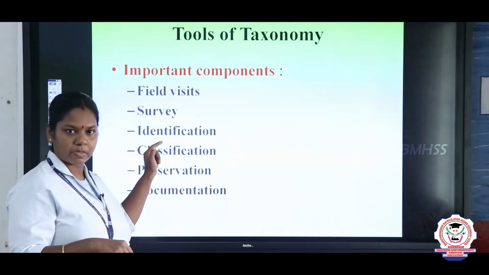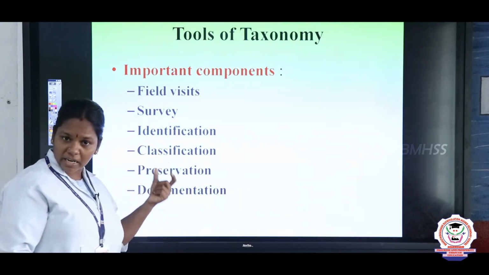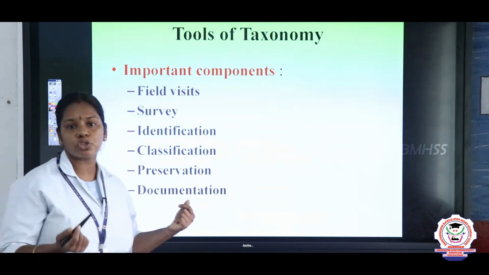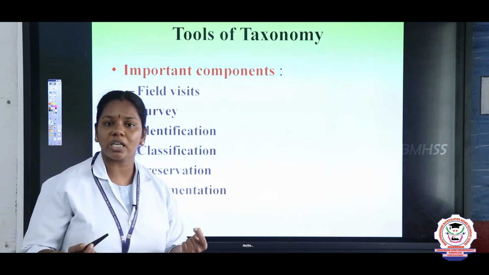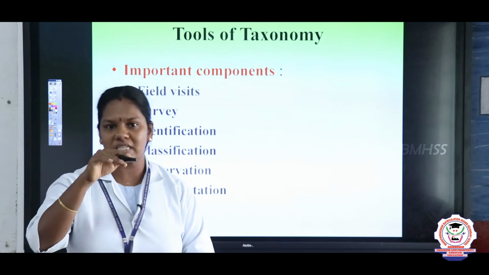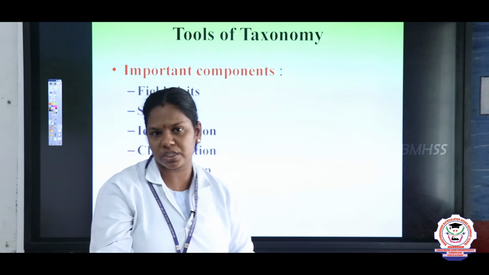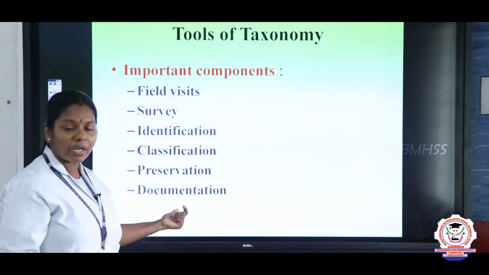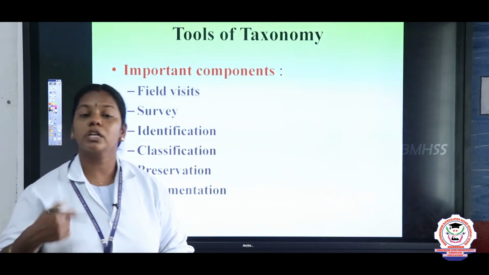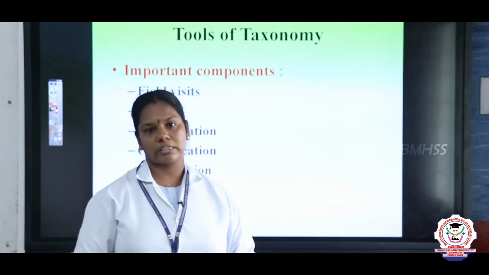And survey. Survey is frequently visiting and taking a report. Then identification, identifying and classifying it, and we have to preserve it for future use. The best example: in botany we can use a herbarium sheet for preservation, and in zoology we can see the specimens, right? In a formalin solution the organism can be preserved for future reference. And documentation, the information regarding that can be documented for future use. So these are all the important components of taxonomy, right?